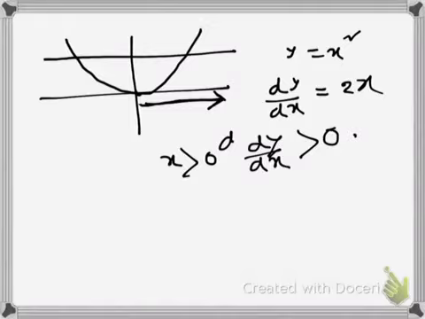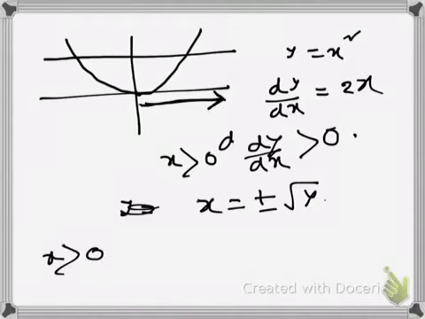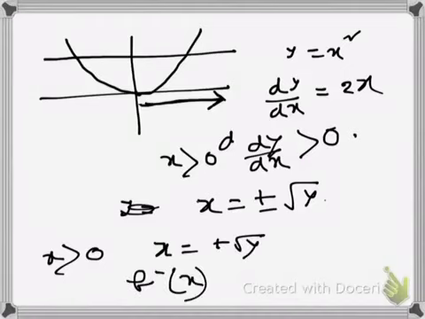So if we try to find that, x will be plus minus square root of y, and for x greater than 0 this will have plus square root of y. So the inverse function will become this, so this is the inverse function when x is greater than 0.